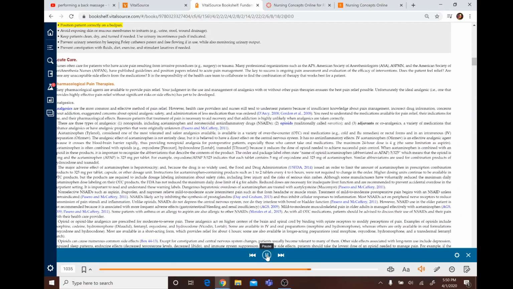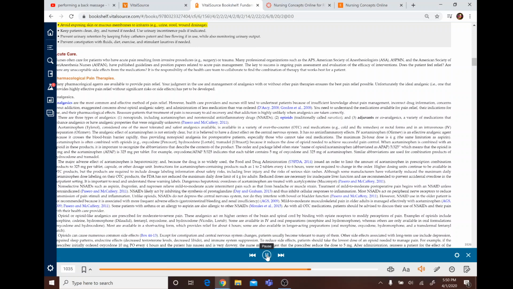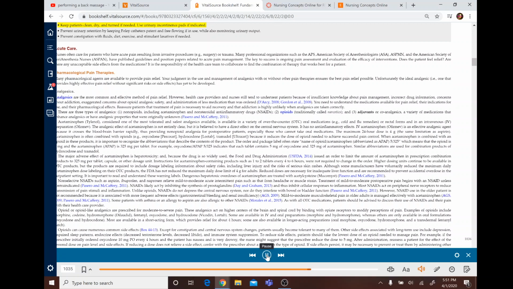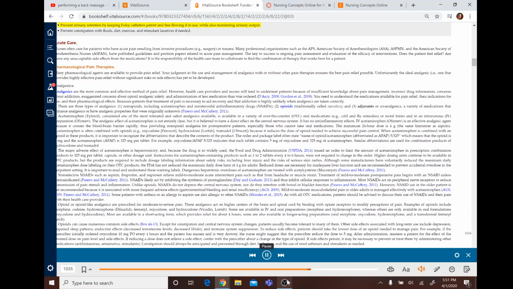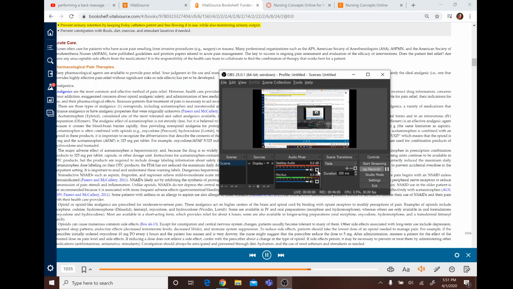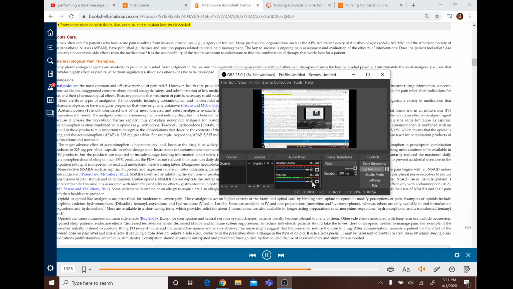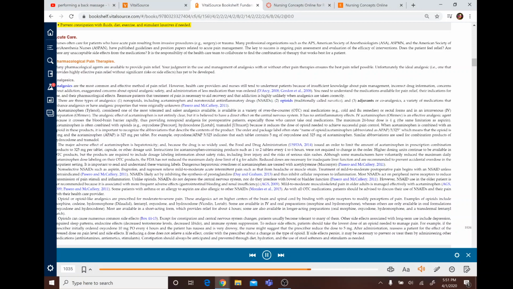Position patient correctly on a bedpan. Avoid exposing skin or mucous membranes to irritants, for example urine, stool, wound drainage. Keep patients clean, dry, and turned if needed. Use urinary incontinence pads if indicated. Prevent urinary retention by keeping Foley catheters patent and free-flowing if in use, while also monitoring urinary output. Prevent constipation with fluids, diet, exercise, and stimulant laxatives if needed.